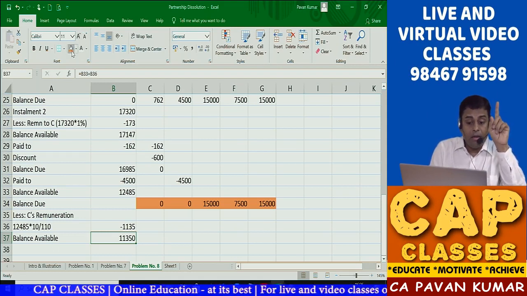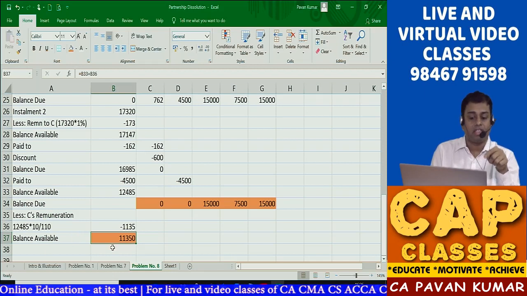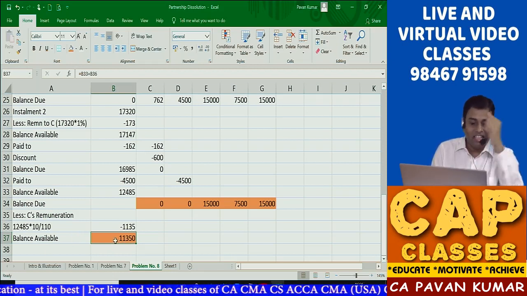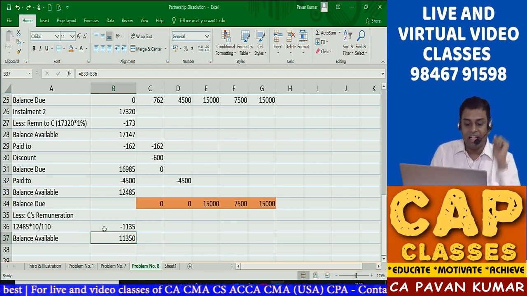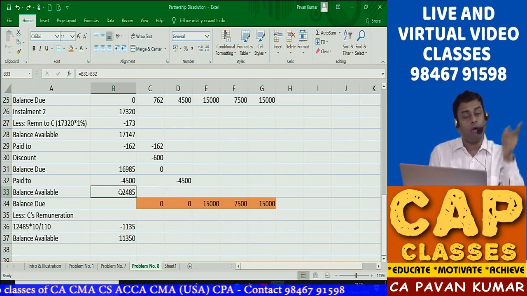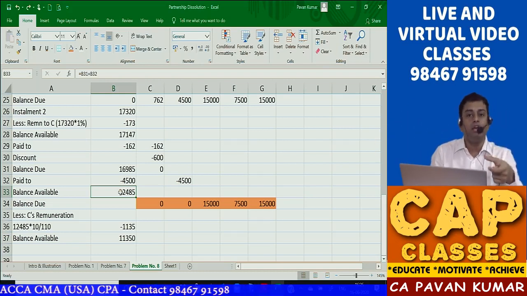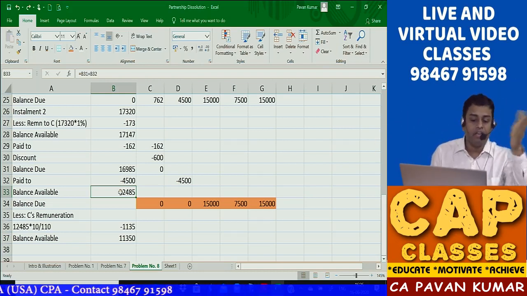Listen, 10% of amounts distributed to partners. So 10% of 11,350 is 1,135 only, no? So my calculation is correct. 12,485 is equal to 110%. What is that 110%? 100 rupees to be distributed to partners, 10 rupees to be remuneration given to C.